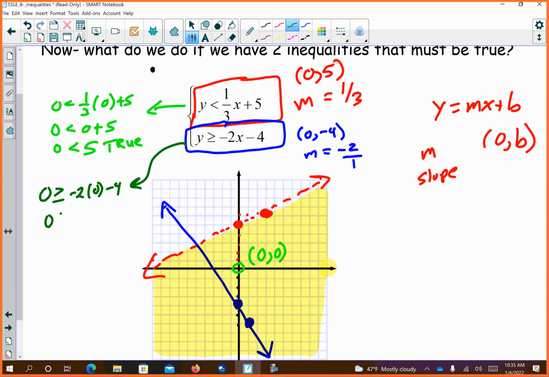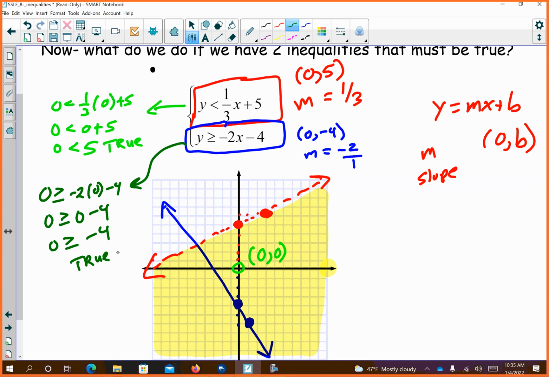Okay, hey, what's negative 2 times 0? Negative 2 times 0? What is 0 minus 4? Is 0, be careful on this, is 0 a greater value than negative 4? It sure is. Does that make sense? So this is also true. Does everyone follow that okay?